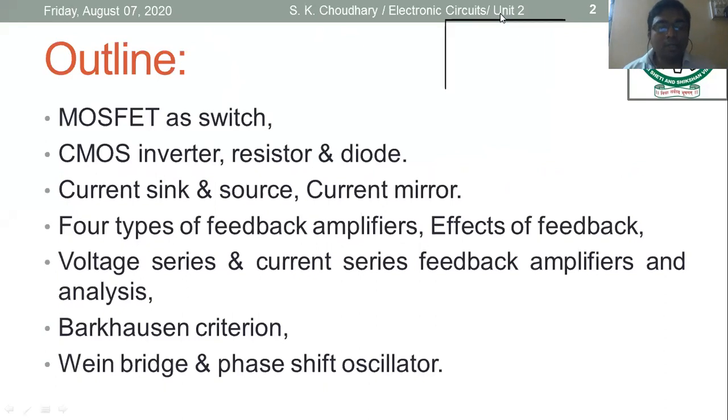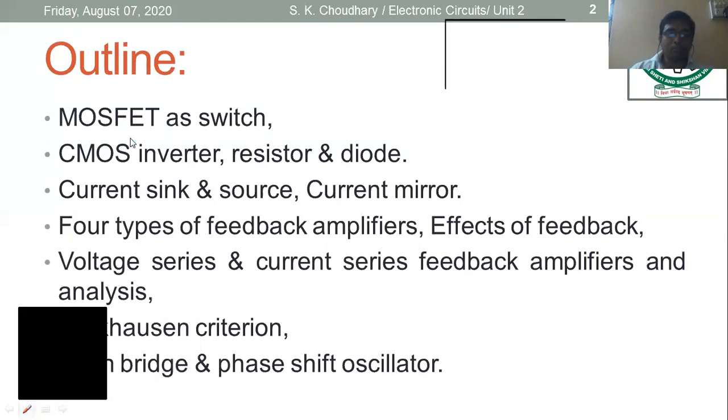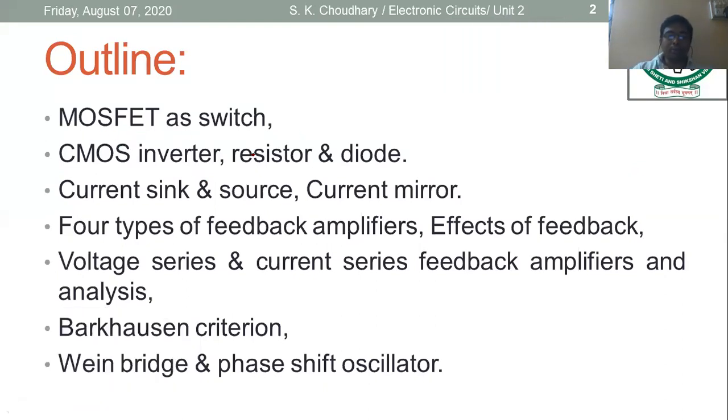If you see the outline, in this unit we are going to learn about the MOSFET as a switch, the first topic. Then the MOSFET could be used as a resistor and a diode, and then the CMOS inverter, and some other advanced level circuitry like the current sink, current source, current mirror, and all this circuitry would be made by the MOSFET. And this is the first phase of the second unit.